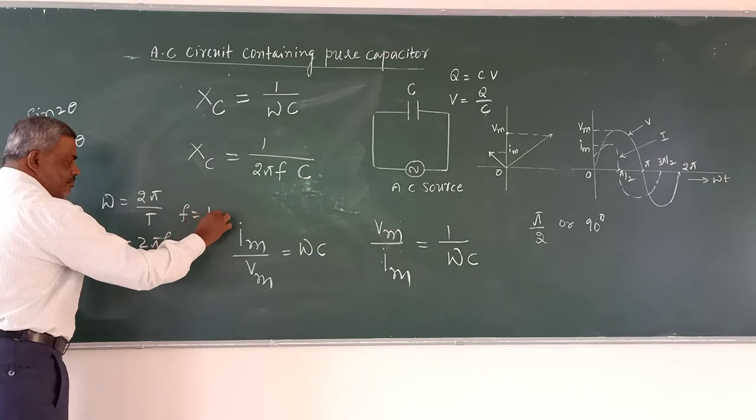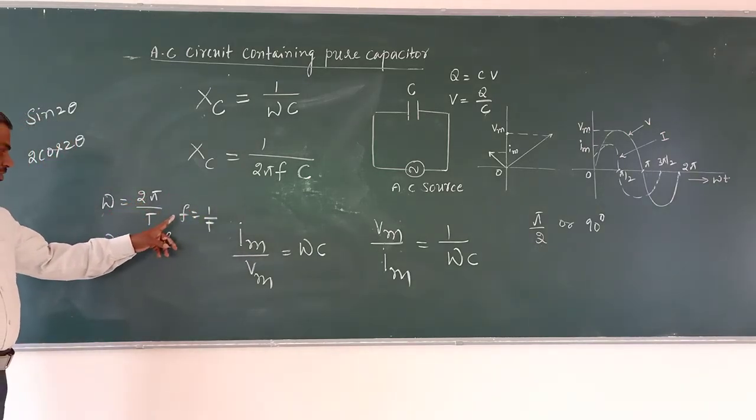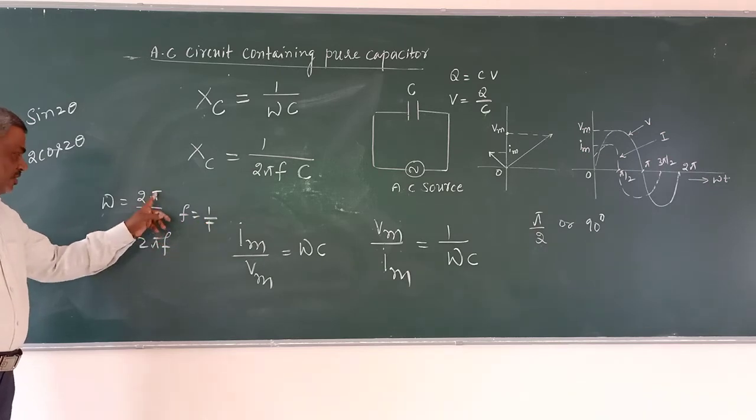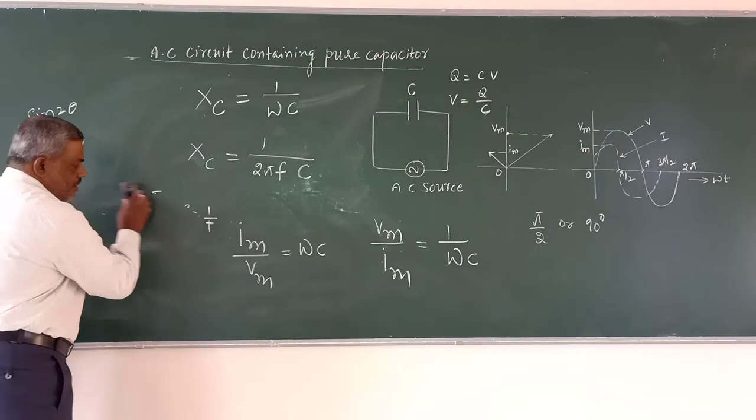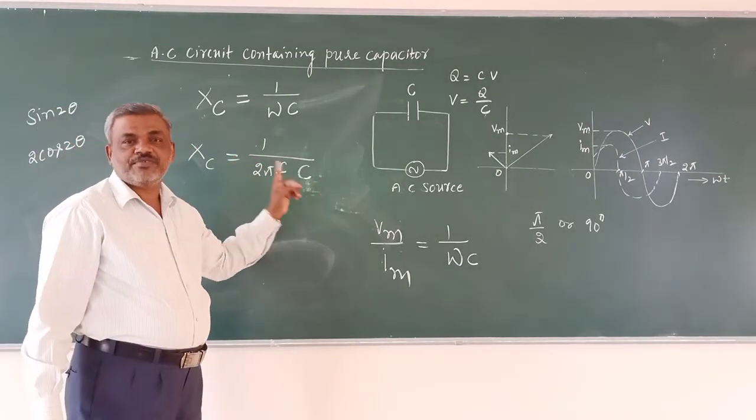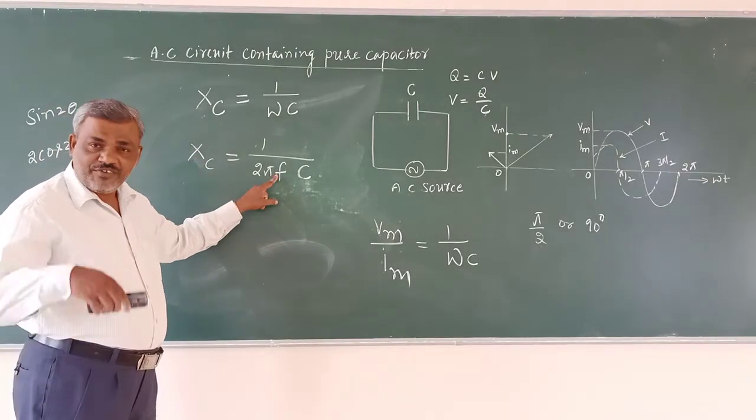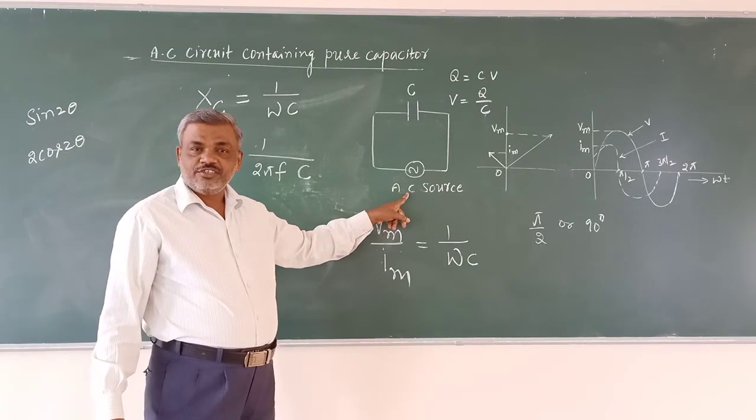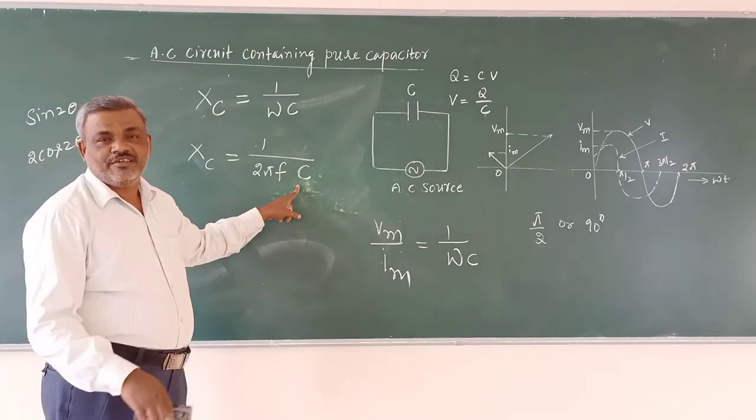Frequency f equal to 1 by T, so omega equal to 2 pi by T. 1 by T is written as f, so omega equal to 2 pi f. So now here capacitive reactance equals 1 by 2 pi fC. Xc is the capacitive reactance, f is the frequency of the alternating source, and C is the capacitance of the capacitor.